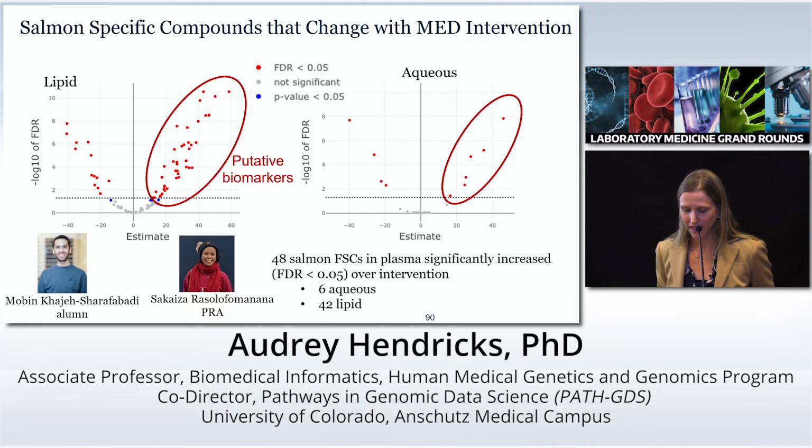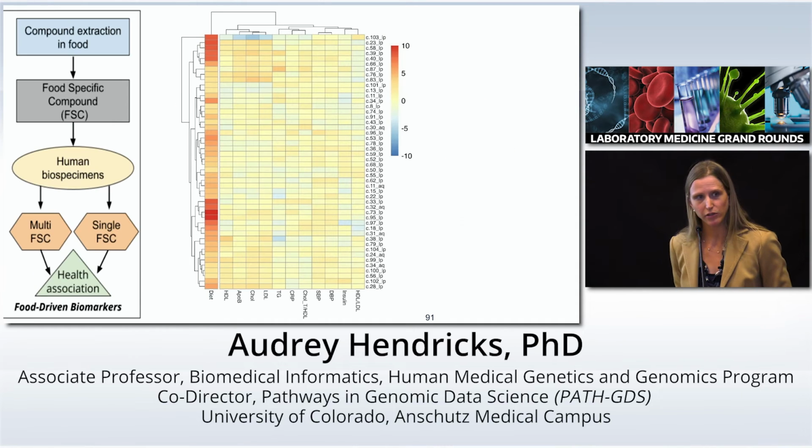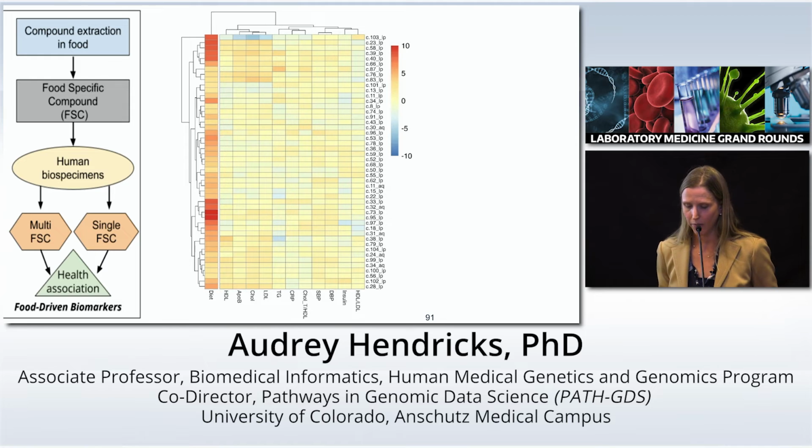Additionally, over here, we can see these estimates are the ones that increased after consuming a med diet and pass a false discovery rate of 0.05. These are our putative biomarkers. So we take those forward and we look at them a little bit more in depth. Here's a heat map where our first column is diet. All of these compounds increased significantly over diet, and we looked at their association with change in health indicator.